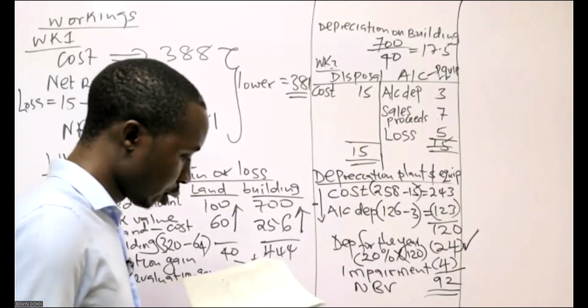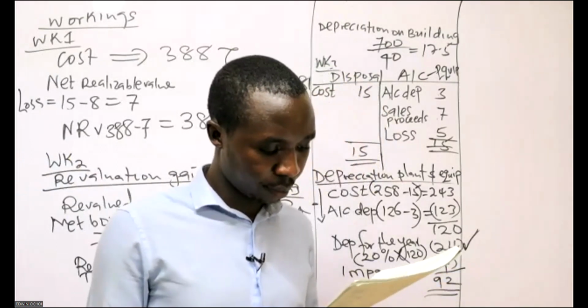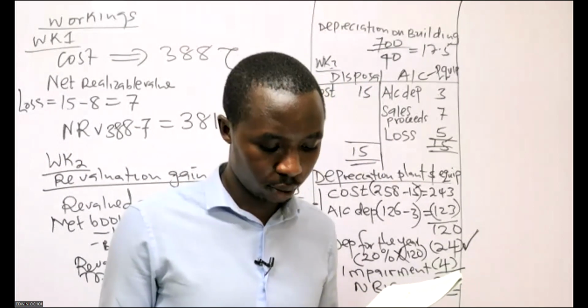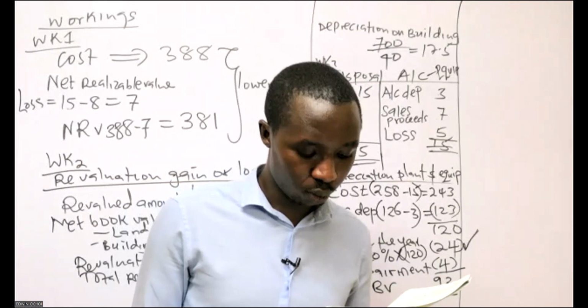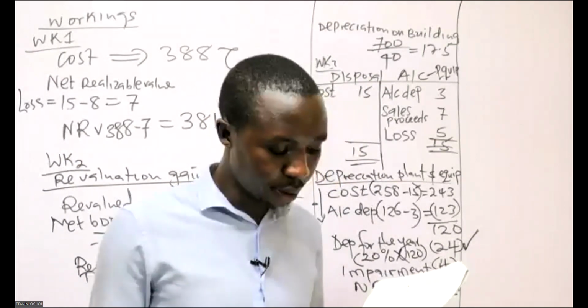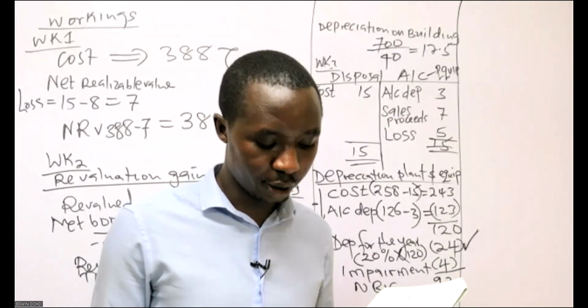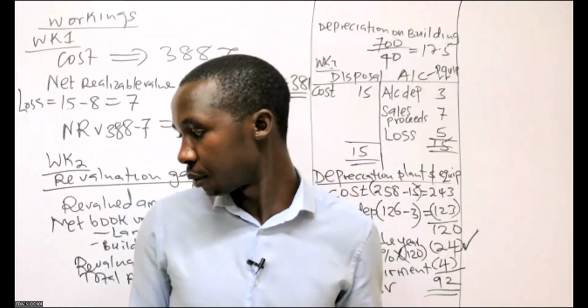Because in additional information number 5, what they say is that the company's accounting policy is to charge full year depreciation in the year of an asset purchase and none in the year of disposal. That is fine. The company treats depreciation of plant and equipment as a cost of sale. Now they are becoming specific, and land and buildings as an administrative expense.